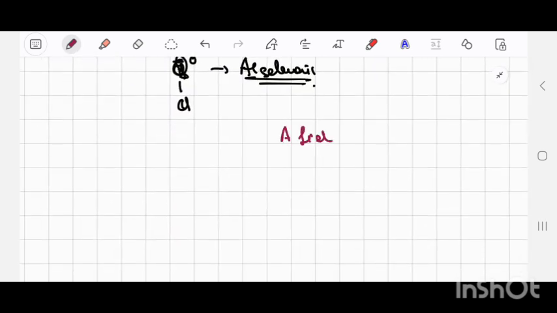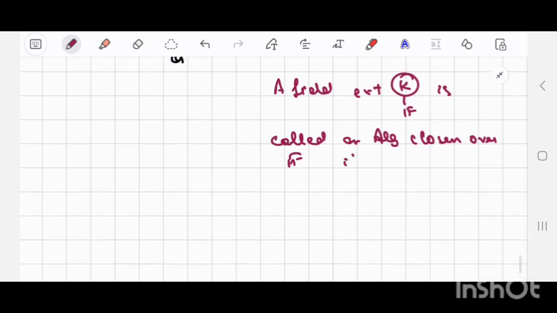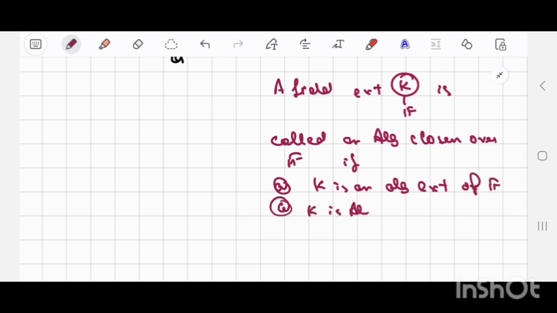So a field extension K over F is called an algebraic closure of F if (A) K is an algebraic extension of F, and (B) K is algebraically closed. Okay, is it clear? So we are trying to prove the same thing, that Q naught is algebraically closed.